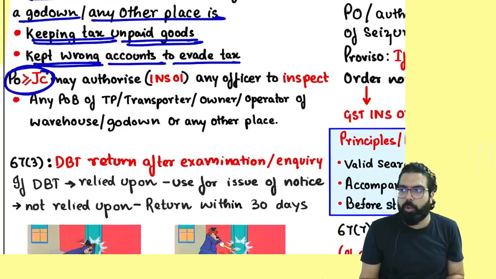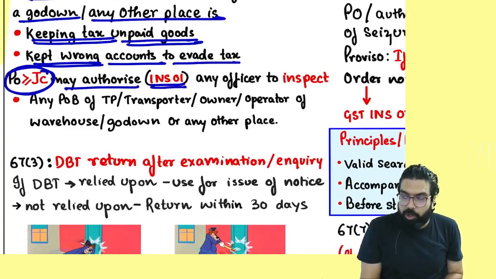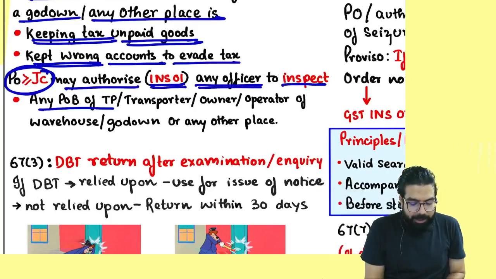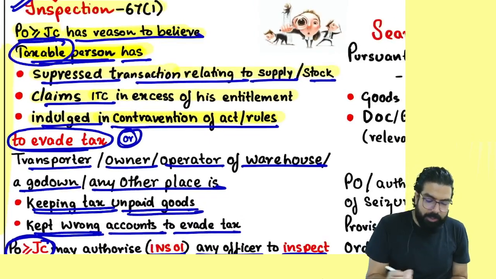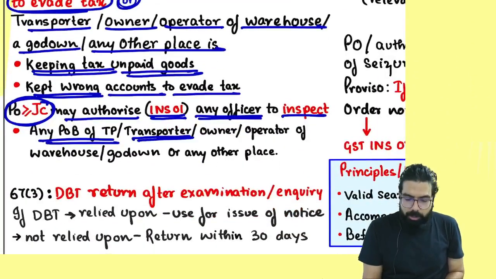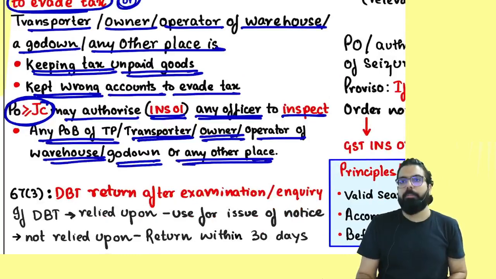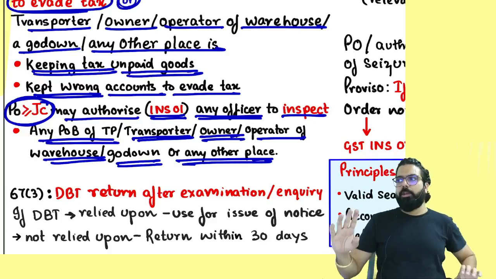Then the proper officer will go ahead and do what? He will tell, hey subordinate, you come here. He will authorize in INS-01 any of the officers to go and inspect the place of business of the taxable person or transporter, owner, operator of warehouse or godown or any other place. They will come and do the inspection.